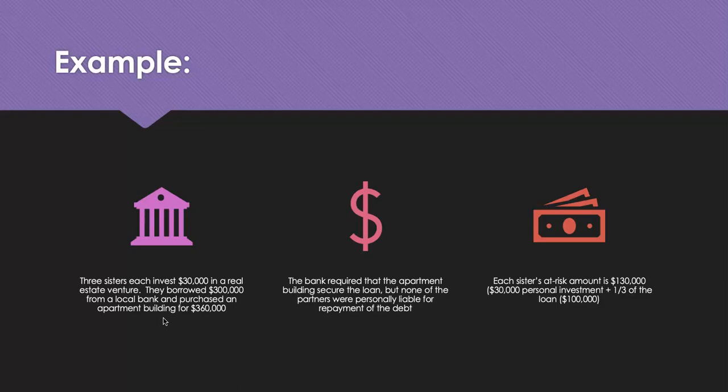For example, let's say you have 3 sisters that each invest $30,000 into a real estate venture. They borrowed $300,000 from a local bank and they purchased an apartment building for $360,000. The bank required that the apartment building secure the loan, but none of the partners or sisters were personally liable for repayment of the debt. So each sister's at-risk amount is going to be $130,000 because they all invested $30,000 personally, and then they're all responsible for a third of the bank loan, which would be $100,000. So 100 plus 30 is $130,000.